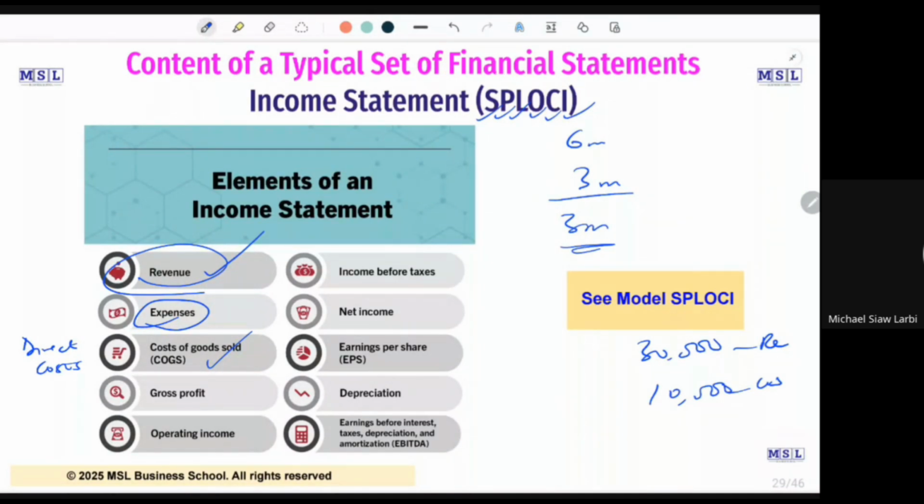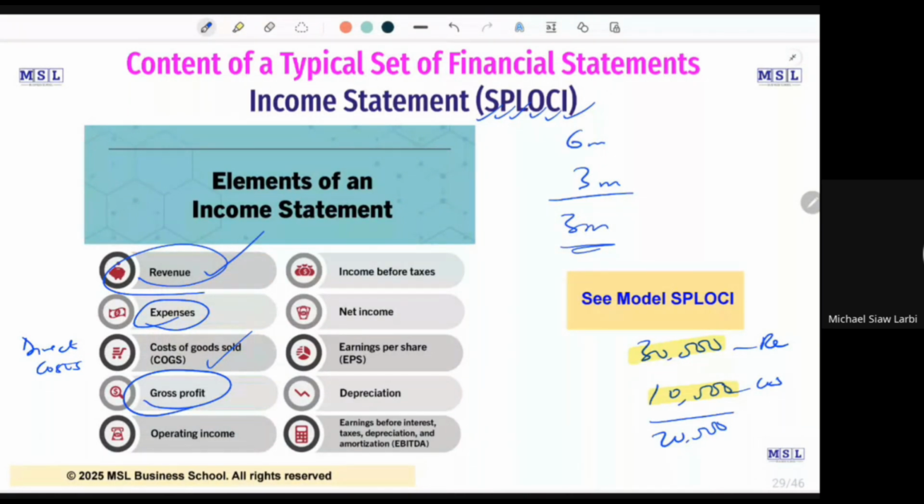Follow carefully. The wig seller bought the wigs for 10,000. She sold it for 30,000. The 30,000 is her revenue from selling wigs. The 10,000 is her cost of the wig. So when you subtract, she makes something called a gross profit of 20,000. The gross profit is the difference between your revenue and your cost of sales at a very basic level.